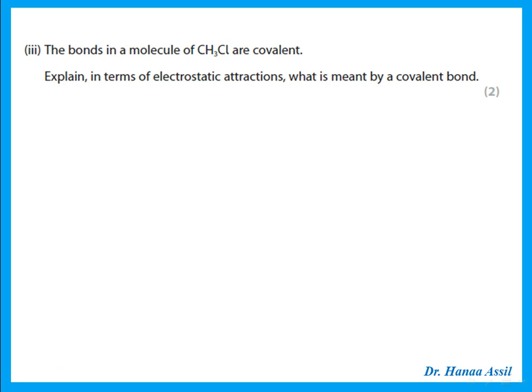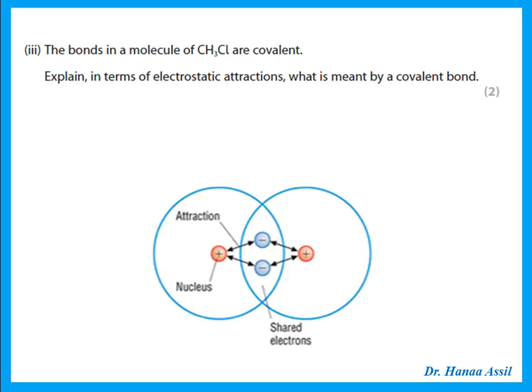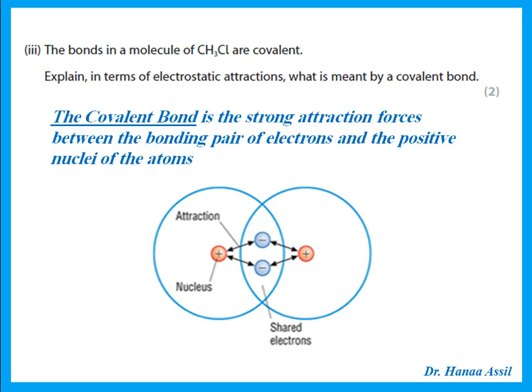The bonds in the molecule of chloromethane are covalent. Explain in terms of electrostatic attractions what is meant by a covalent bond. You remember the meaning of a covalent bond? First of all, in a covalent bond, we have electrons that are being shared. So what is holding the atoms together? Sometimes he asks what holds the atoms together, or what is meant by covalent bond. You should know that covalent bond is the strong attraction forces between what? Between the bonding pair of electrons or the shared pair of electrons and the positive nuclei of the atoms.